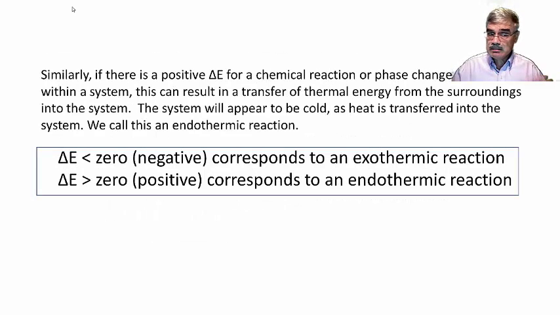Okay? And similarly, if the energy change for a chemical reaction or a phase change is a positive value, this means that thermal energy will be transferred from the surroundings into the system, into the test tube, if the reaction is occurring in the test tube. In this case, if you were holding that test tube, it would appear as if it's cold because thermal energy is transferring from you, you're the surroundings again, from you into the test tube. We call this type of reaction in which there's a positive delta E and thermal energy is transferred from the surrounding into the system an endothermic reaction.